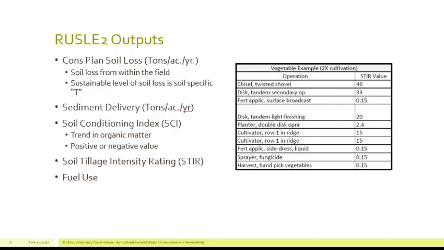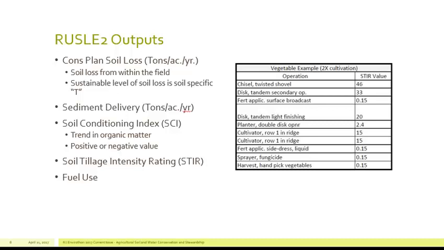The soil conditioning index is very important. The soil conditioning index is either positive or negative, and if it's a negative value, the soil organic matter levels are predicted to decline. If it's a positive value, the soil organic matter levels are predicted to increase. So our soil conditioning index, which we call SCI, can tell us if that rotation is expected to increase or decrease the organic matter in the soil. This doesn't give you the exact value of the organic matter, but you can tell if it's a negative or positive trend in soil organic matter levels.